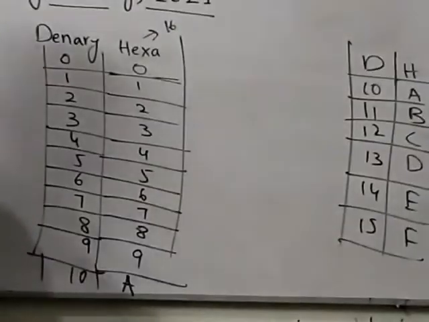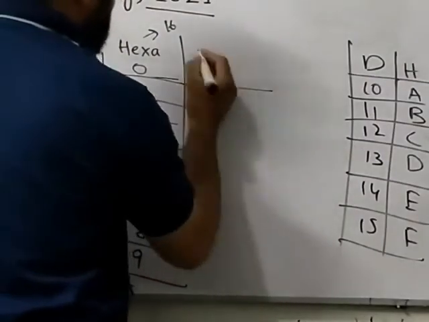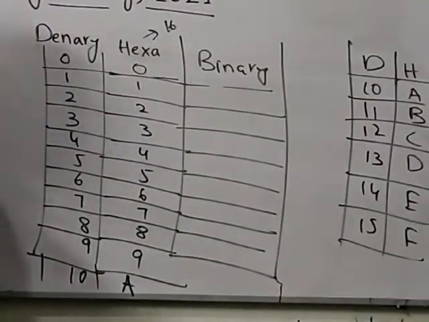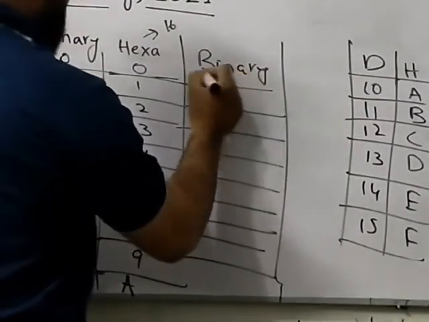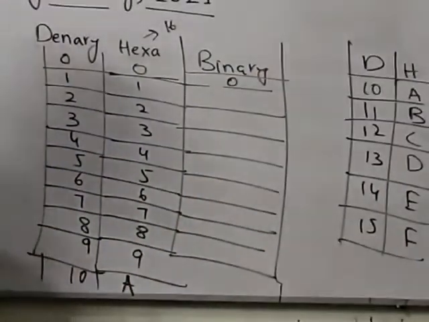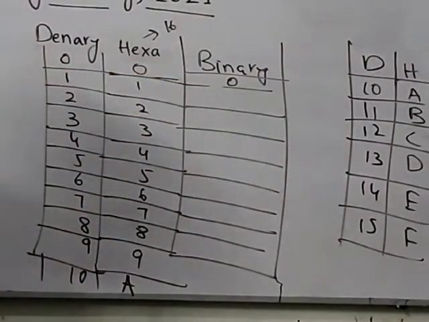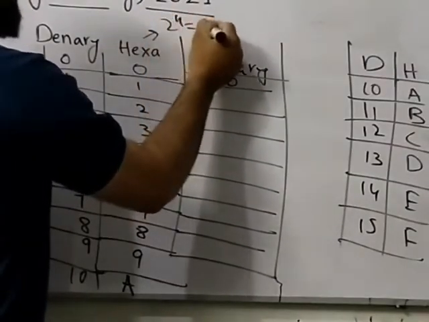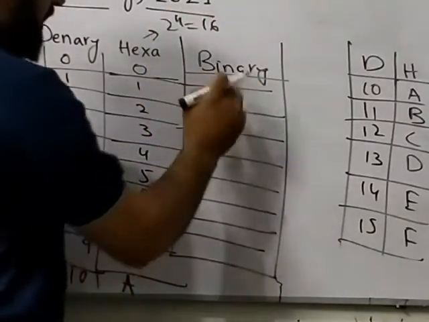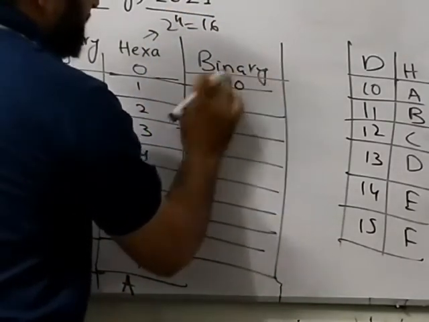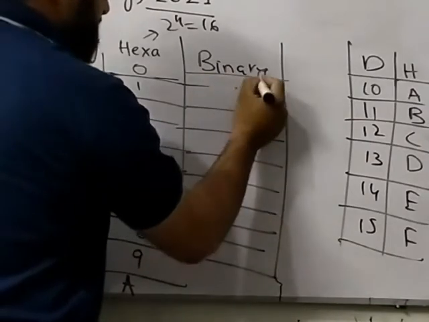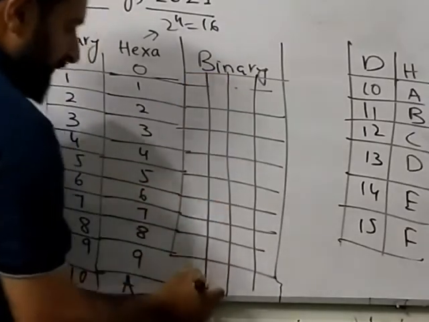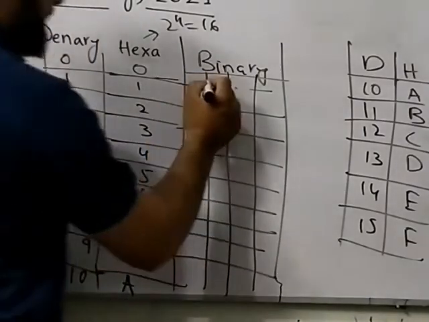Now I want to generate its binary numbers. This is the most important point. So how will I generate the binary values? Starting from 0, 0, 0. In hexa we are going to use 2 power 4 is equal to 16, so I am going to use 4 bits for all. First I will write 4 zeros, but before that, let me draw these 4 columns here.